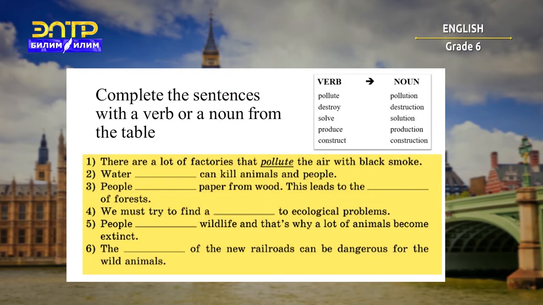Now your task is to complete the sentences with a verb or a noun from the table. The first one is done for you. There are a lot of factories that pollute the air with black smoke. The missing word is pollute. Now please try to do the other sentences yourselves.